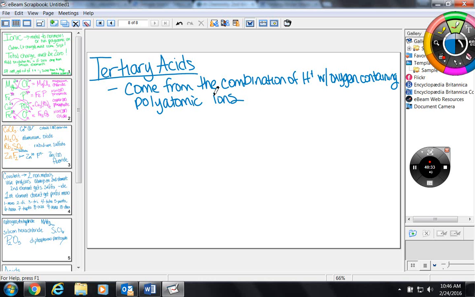All right. Tertiary acids come from the combination of hydrogen with oxygen-containing polyatomic ions. So you have to look at the name of the polyatomic ion to know how it's going to be named.